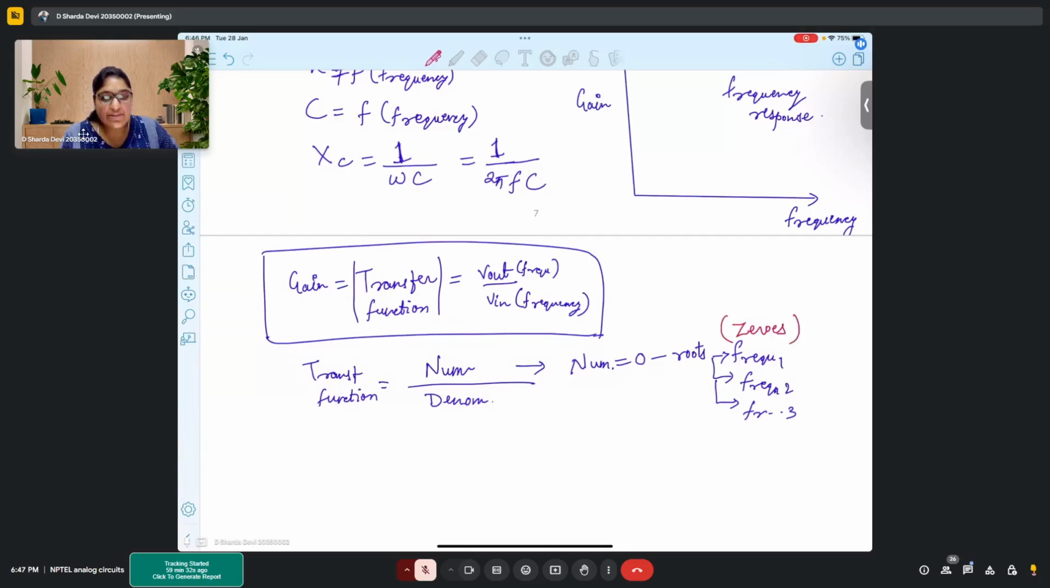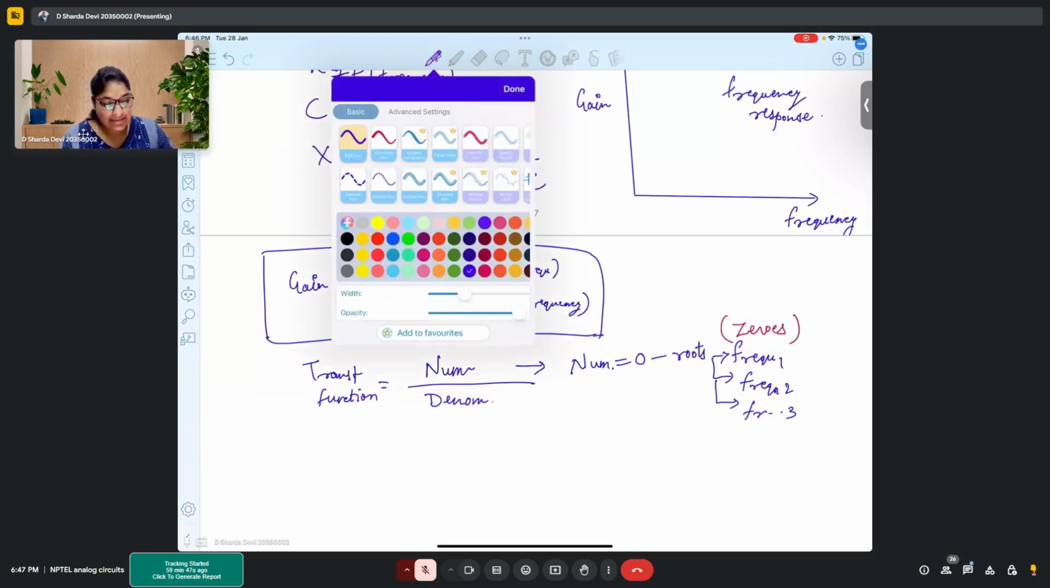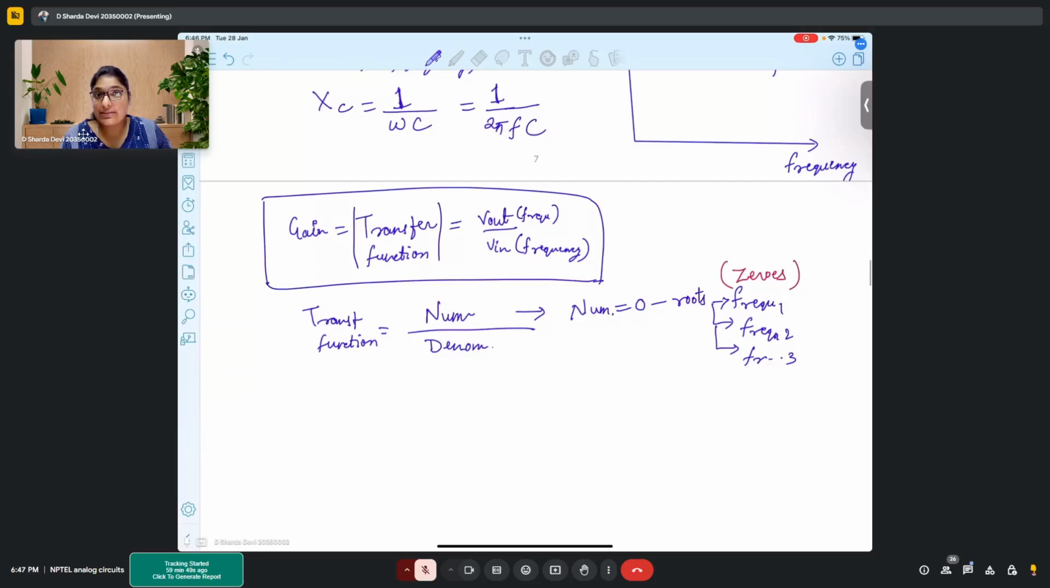These are the zeros of the system. Or you can understand it as the frequencies which make your transfer function 0 are known as zeros. Simple? Is this clear?